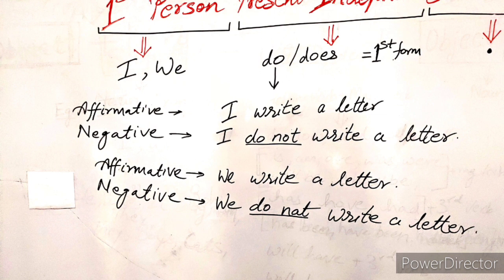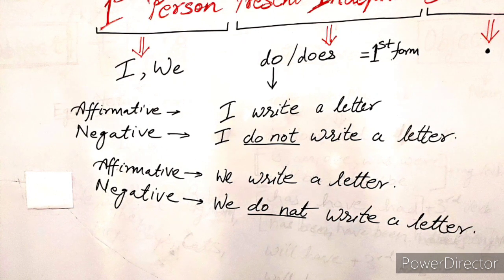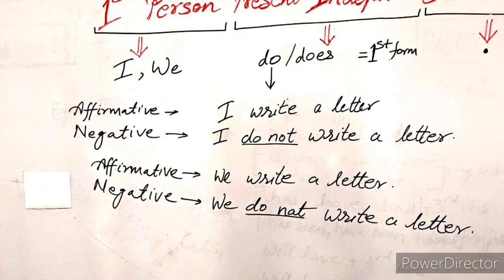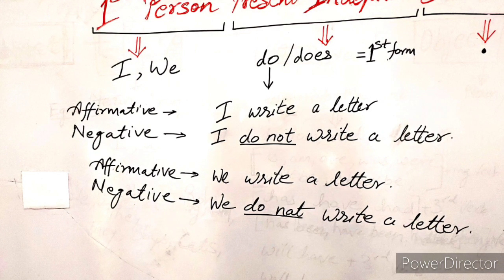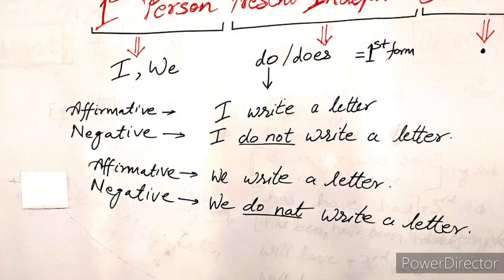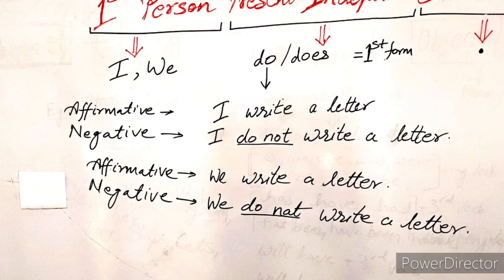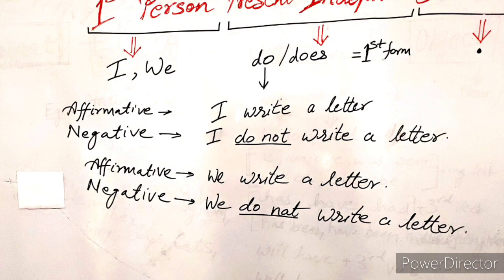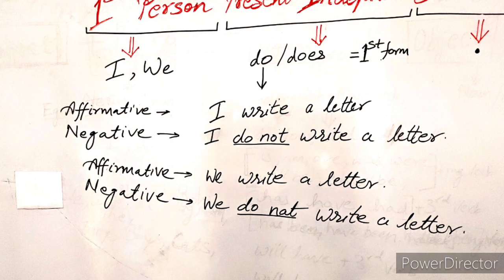Coming back to our whiteboard, we will start with framing a first person present indefinite statement. First person means I or we, where I is singular and we is plural. From our previous videos, we know that helping verb for present indefinite is does for singular and do for plural. But as we know, I and we both take do or plural form of the verb.